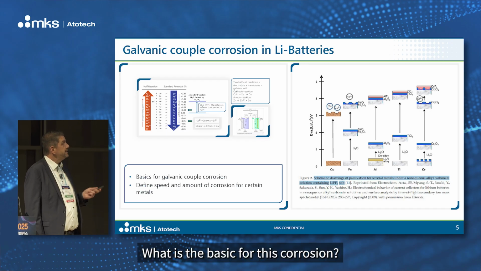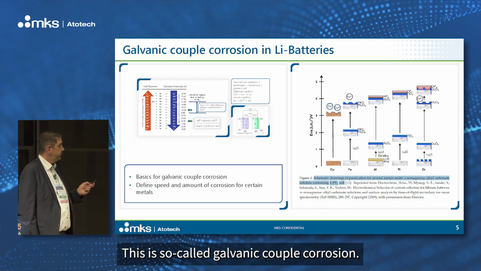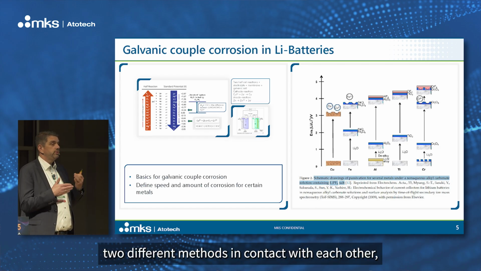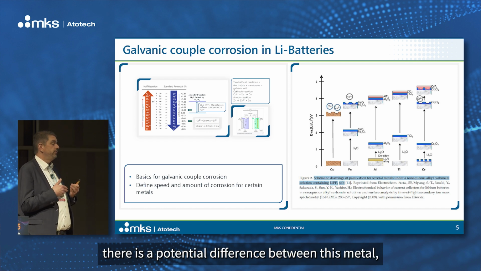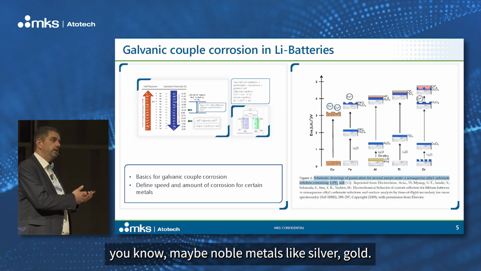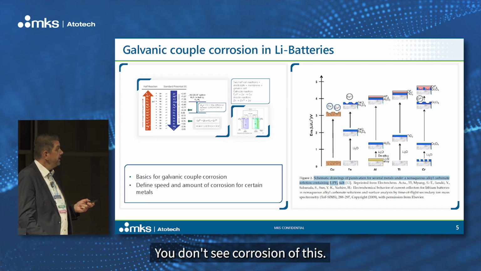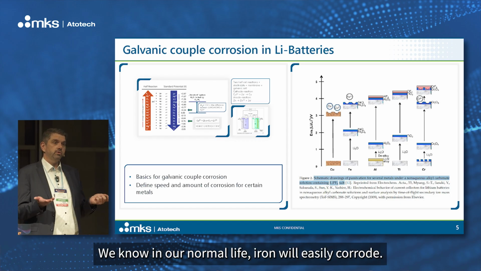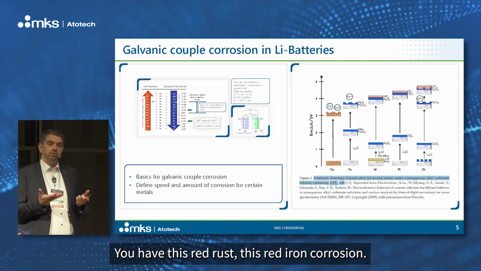What is the basis for this corrosion? This is so-called galvanic couple corrosion. I mentioned this morning already. Whenever you have two different metals in contact with each other, there is a potential difference between these metals. You know, noble metals like silver and gold, you don't see corrosion of these. And you also know not-so-noble metals like iron. We know in our normal life, iron will easily corrode. You have this red rust, this red iron corrosion.